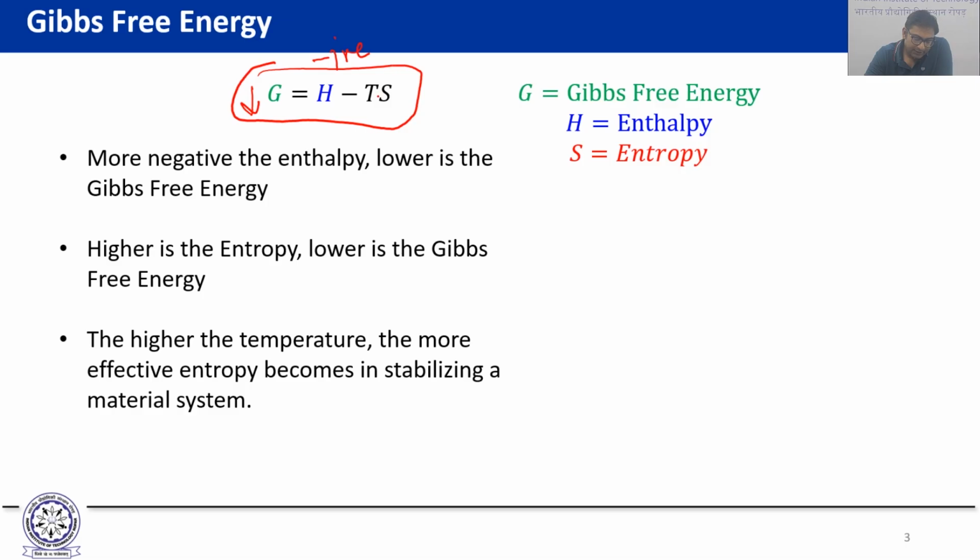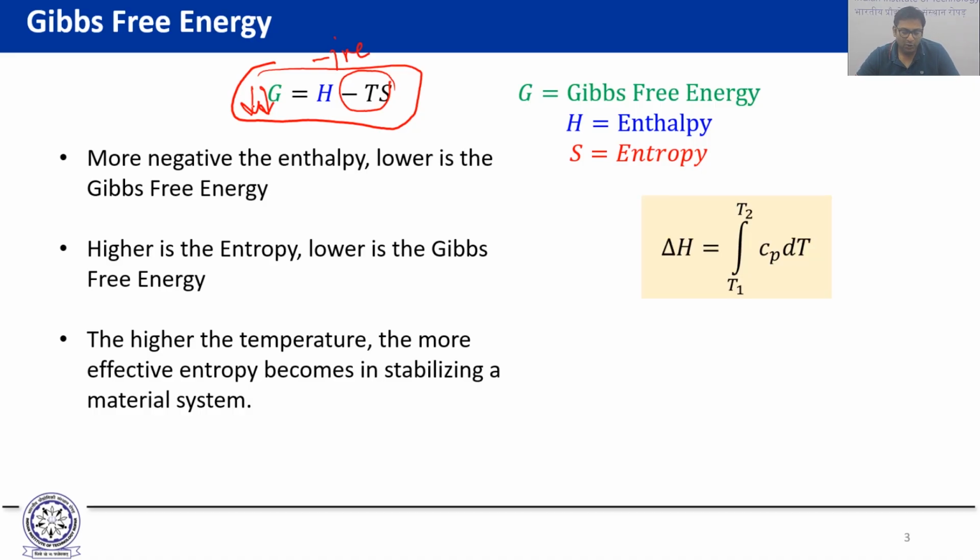Similarly, the higher the entropy is, the more negative this number is, and that also results in lowering the Gibbs free energy. So higher is your entropy, lower is the Gibbs free energy. At the same time, when you are going to higher and higher temperatures, because temperature is multiplied by the entropy over here, the entropic contribution becomes much more dominant and it starts stabilizing the material system.